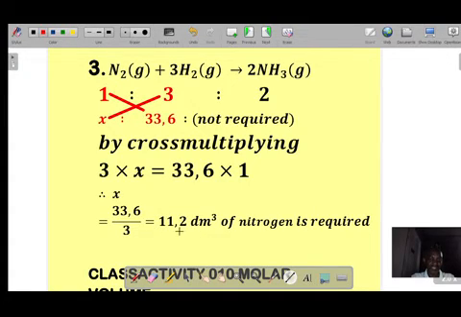of nitrogen. That's what is required to react completely with the 33.6 decimeters cubed of hydrogen. So that's how we do this. I hope we are together. And please try this class activity here.